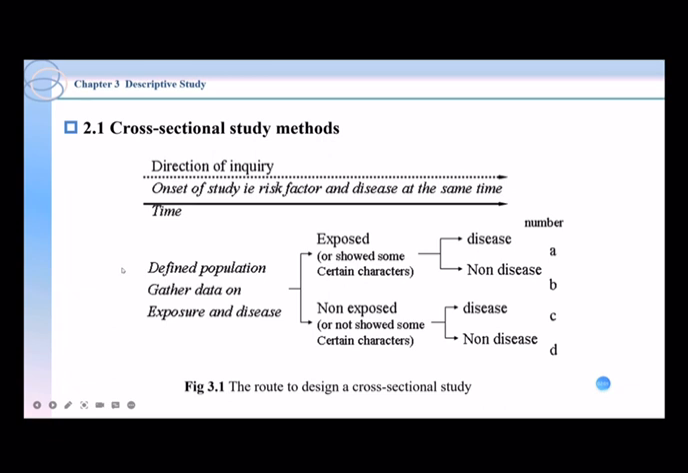First, we define the population, then we gather data on exposure and the disease, and we can see the population can be classified as exposed or not exposed. We also try to see if the disease prevalence is different between these exposed and non-exposed groups. And then we can use statistical analysis to see if these differences are statistically significant, in order to determine if the exposure and disease outcomes are associated.